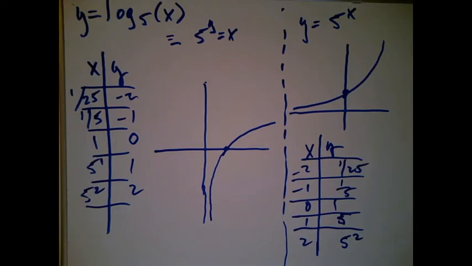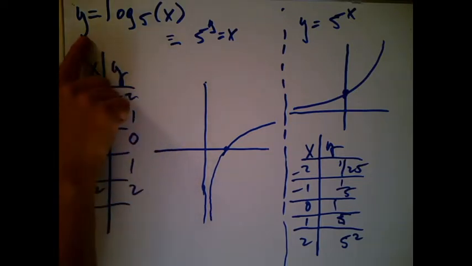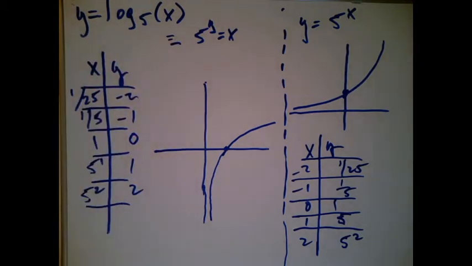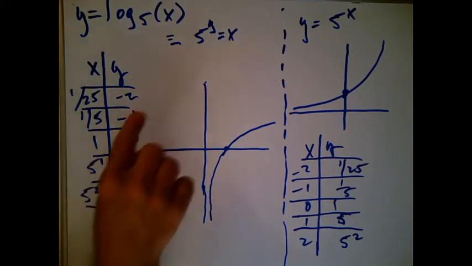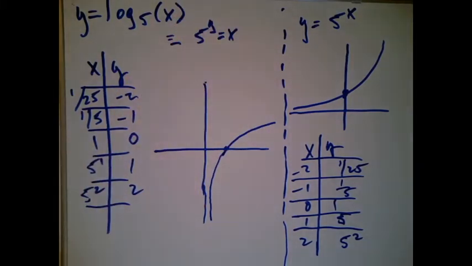So every time we do this, I'm going to go over to the exponential function and do stuff there first. How am I going to do that? Well, the first thing I'm going to do is remember that in algebra, they always made me rewrite y equals log base 5 of x in its exponential form by writing 5 to the y equals x. So this and this mean exactly the same thing.